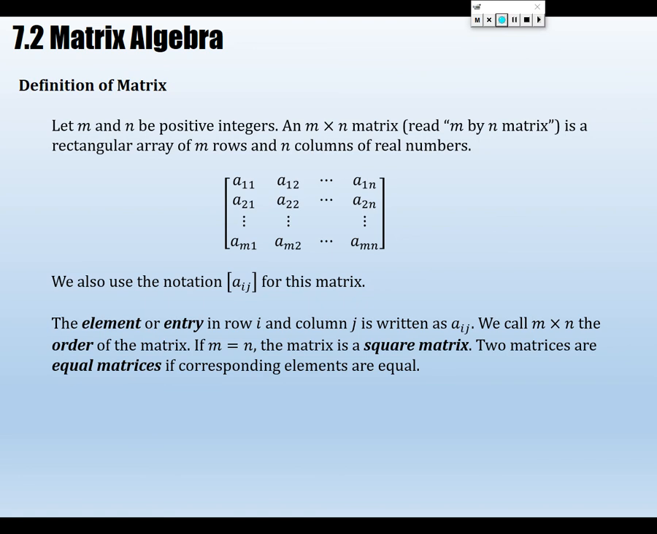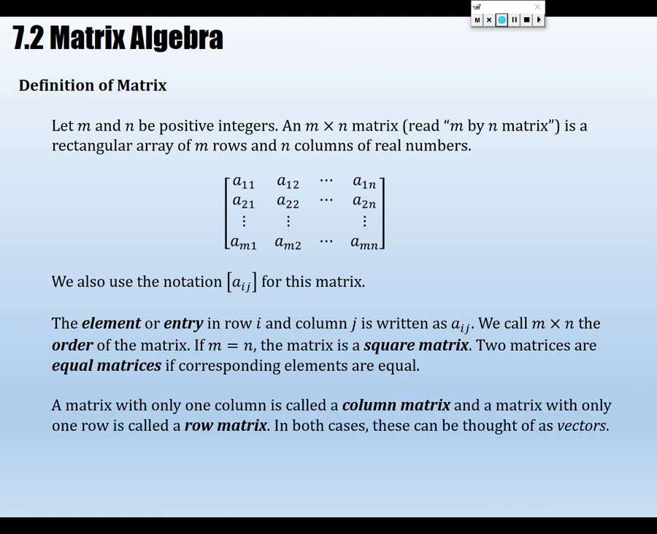Elements or entries are what these things are called up here. Like A21 is the entry in the second row, first column. So the subscripts there are also labeled row column. Lots of words here. Square matrix, if they're the same dimensions. The order of the matrix is sometimes also what we call it instead of the dimensions. Equal matrices, if all the elements are equal.